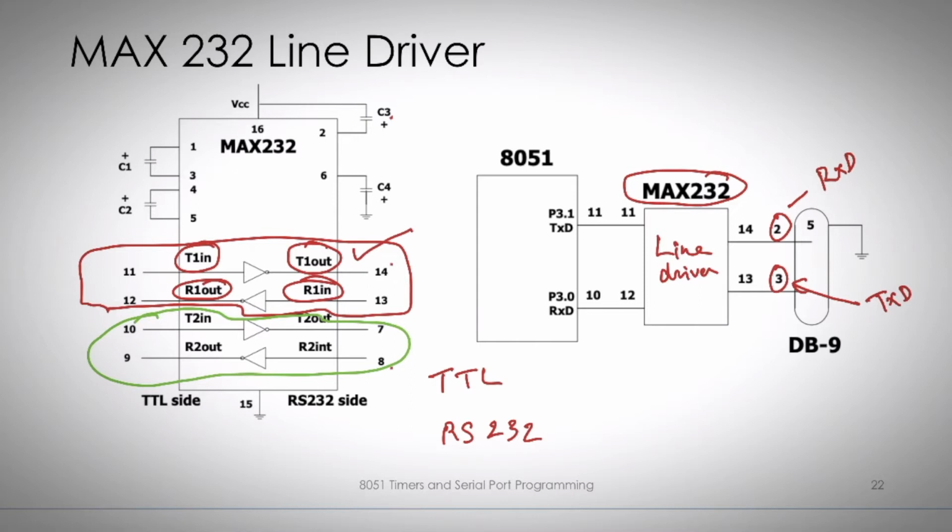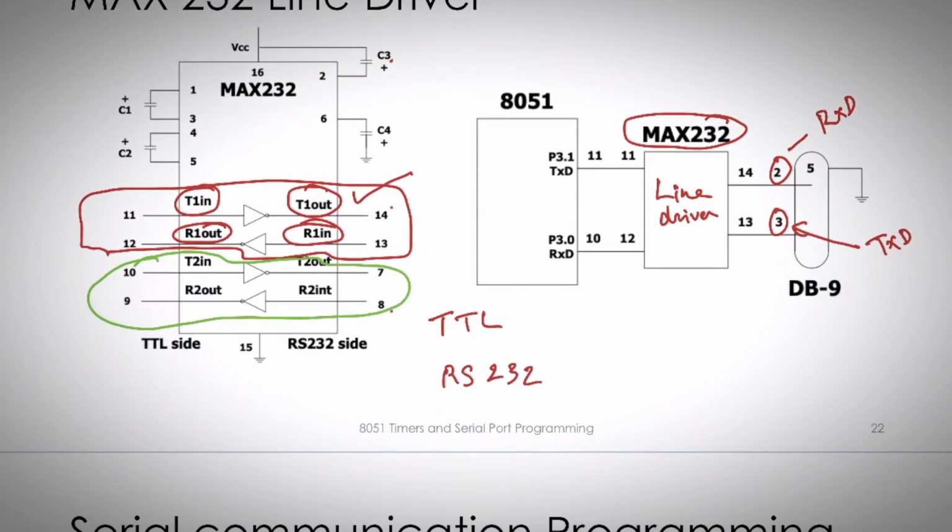And we are using a line driver, right? So the line driver is MAX232 and we are connecting that to pin number 14. Pin number 2 is connecting to pin number 14. And what is pin number 14? It is transmit 1 out. So how is this connection?